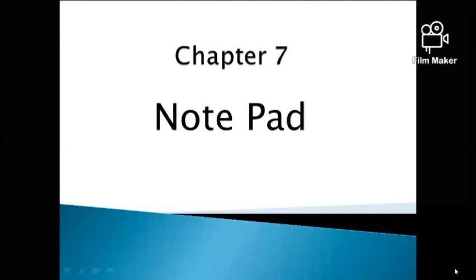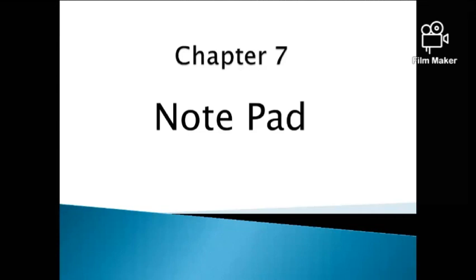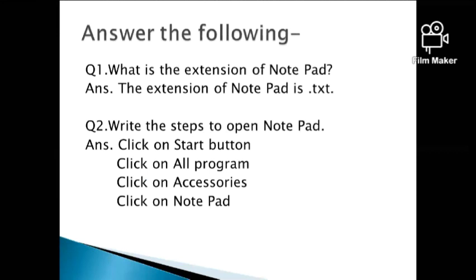Now let's move towards our today's class work. You have to write chapter number 7, and the title of the chapter is Notepad. Answer the following. Our first question is, what is the extension of Notepad? As I told you earlier, the extension of Notepad is .txt. Dot is compulsory, so you have to put the dot before the extension. And as I told you, extension is the identifier of a particular file.